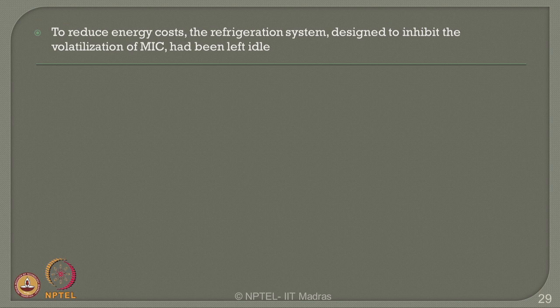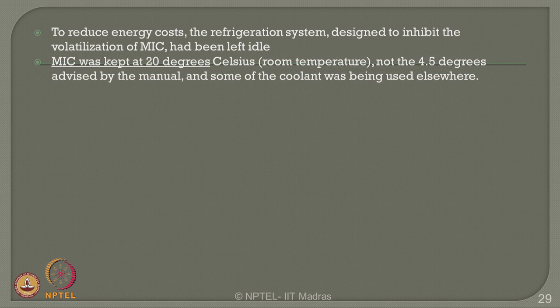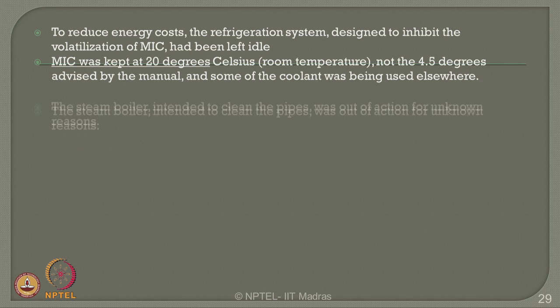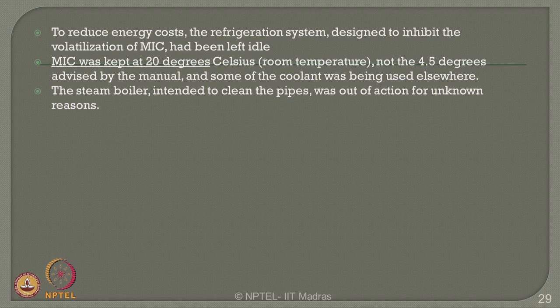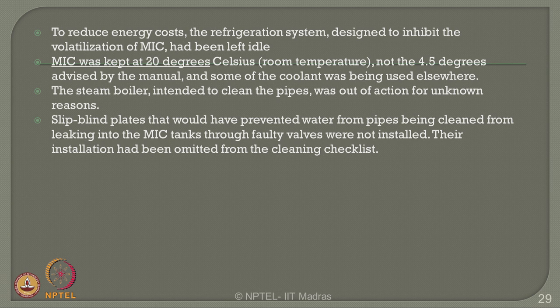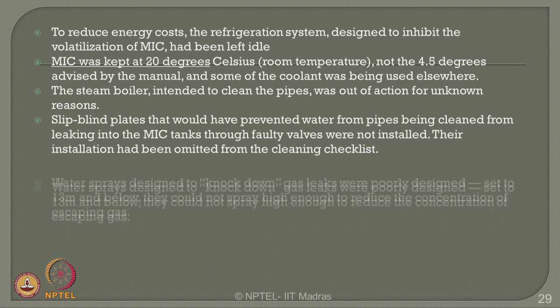To reduce the energy cost, the refrigeration system designed to inhibit the reaction of MIC had been left idle. The methyl isocyanate was kept at 20 degrees Celsius, not at 4.5, which was supposed to be as per the safety norms. The steam boiler intended to clean the pipes was out of action for unknown reasons. Slip blind plates that would have prevented water from pipes being cleaned from leaking into MIC tanks through faulty valves were not installed. Their installation had been omitted from the cleaning checklist.